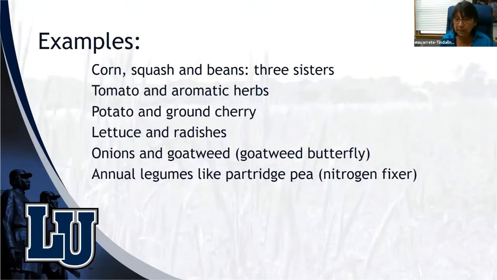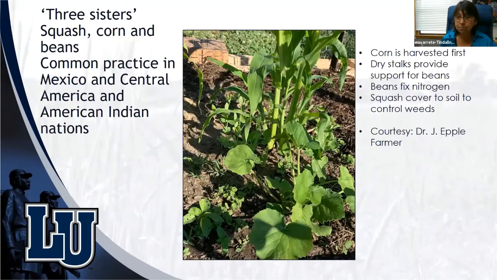You can combine lettuce and radishes and even grow onions and goatweed, which is a native plant that is a host plant for a butterfly. And I mentioned partridge pea, which is an annual legume.